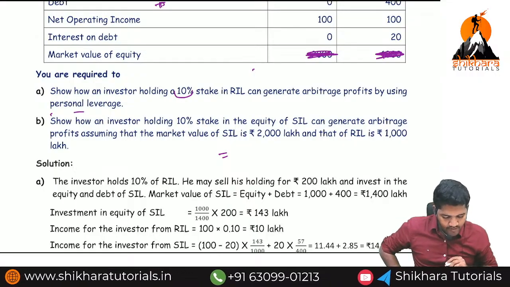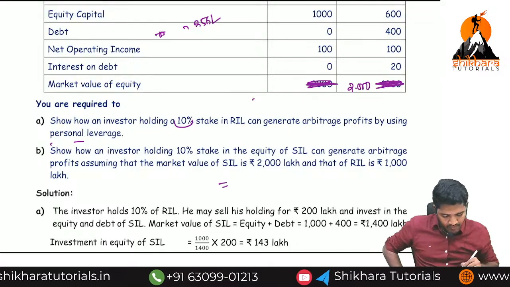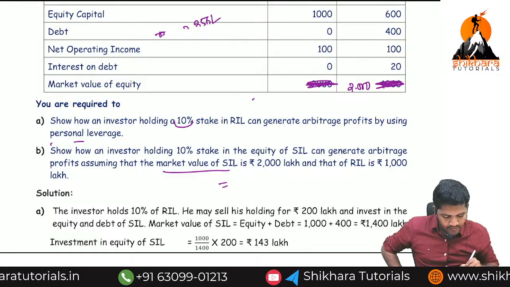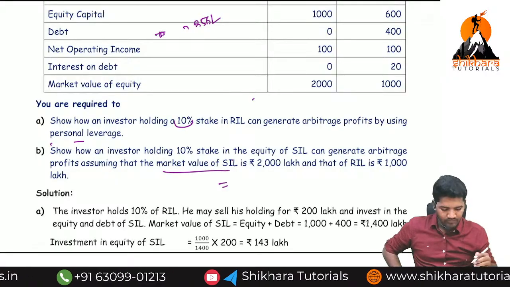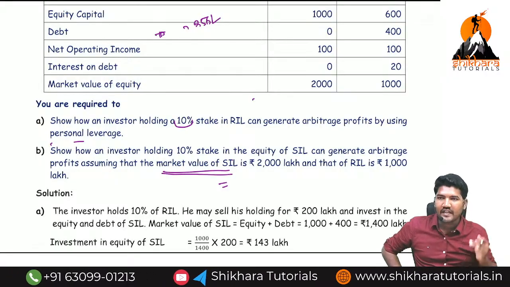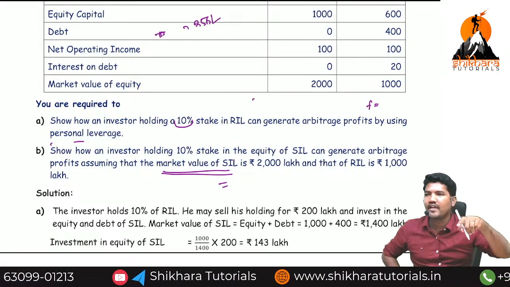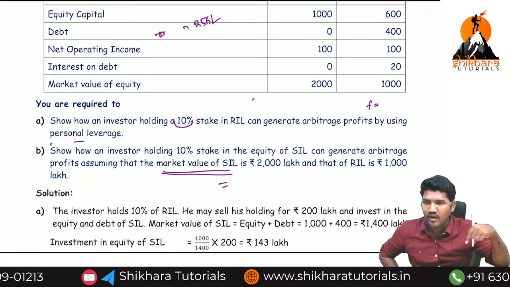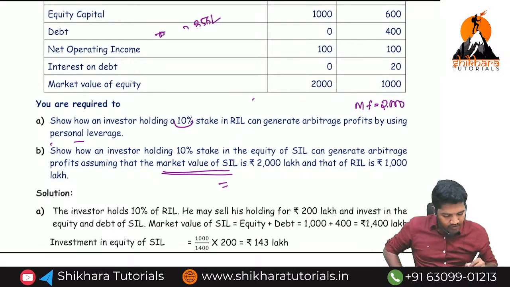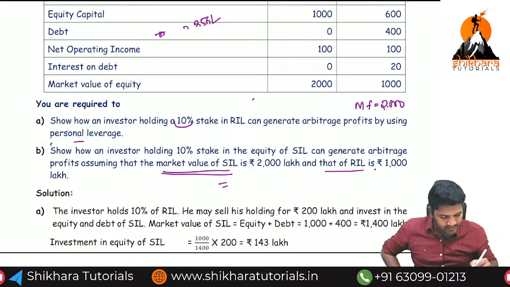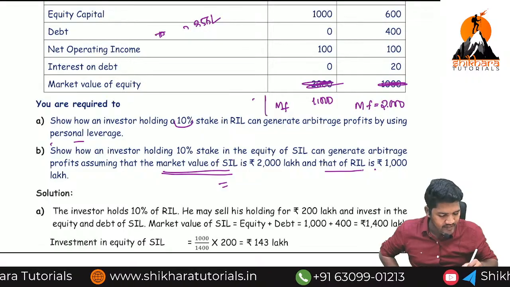Now what is the new market value of SIL? 2000. Market value of SIL means equity value or total value? Total value. Market value of the firm, previously we recorded 1400. Now it is 2000. Now what about the total value of RIL? 1000. So you don't consider the above values, consider these values.